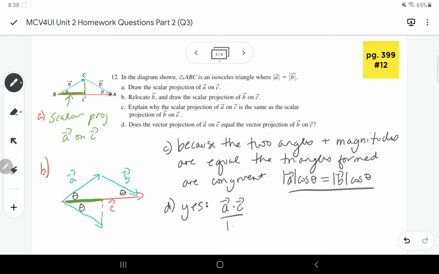would be A dot C over the magnitude of A squared times vector C, which would equal the magnitude of A times the magnitude of C, that would be C on the bottom, cos theta over the magnitude of C squared times vector C. So we would have those vector C magnitudes canceling out, and we would know that that would also equal the magnitude of B times cos theta over the magnitude of C. So if the magnitude of A and the magnitude of B are equal and those angles are equal, we would have the same thing there.